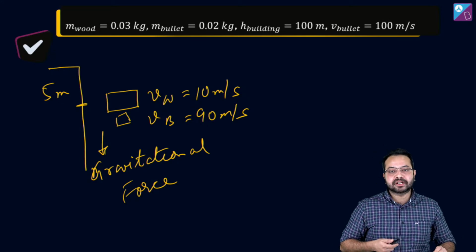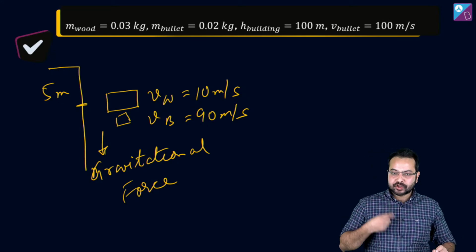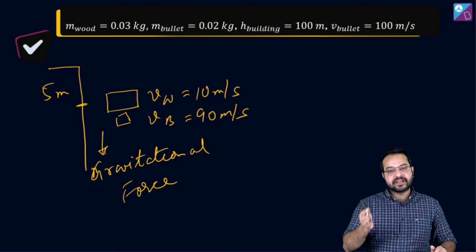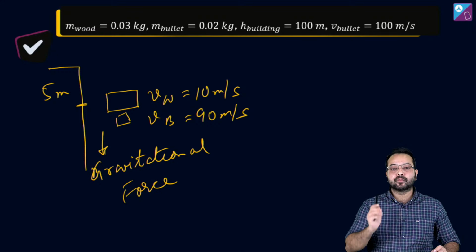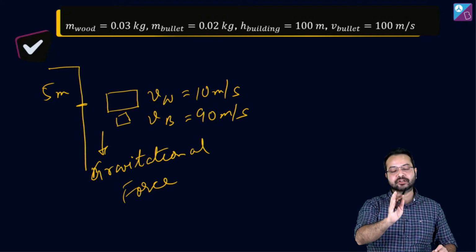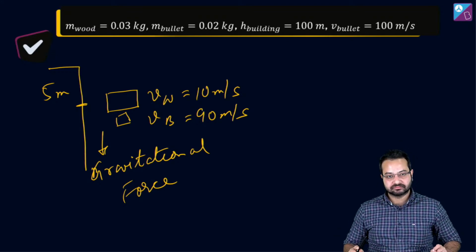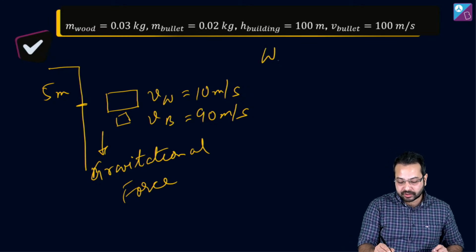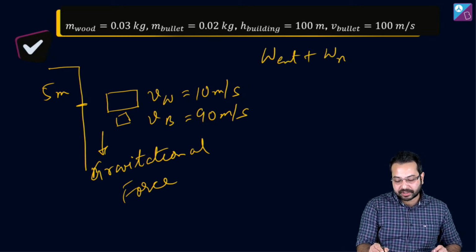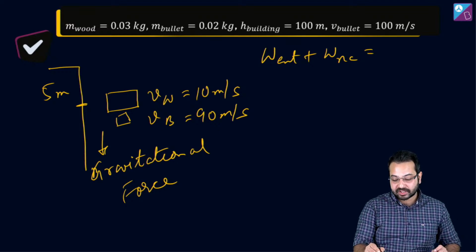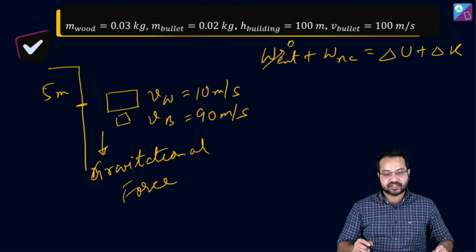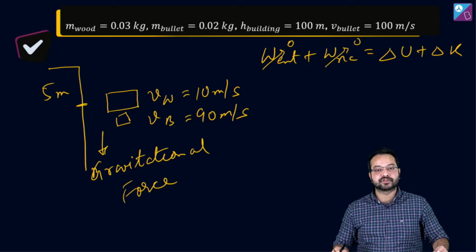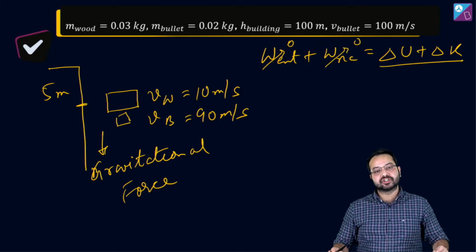Ria is asking, in what condition can we conserve mechanical energy? So Ria, we can conserve mechanical energy if the work done by the external forces and the work done by the dissipative, non-conservative forces is zero. So how do we write the work energy theorem? We write it as work done by the external force plus work done by non-conservative force is equal to the change in potential energy plus the change in kinetic energy. So when the work done by the external force and the work done by the non-conservative forces are zero, then the change in mechanical energy is zero.